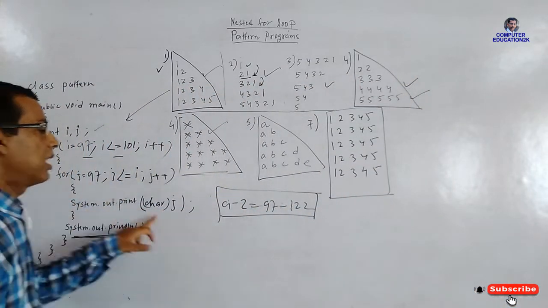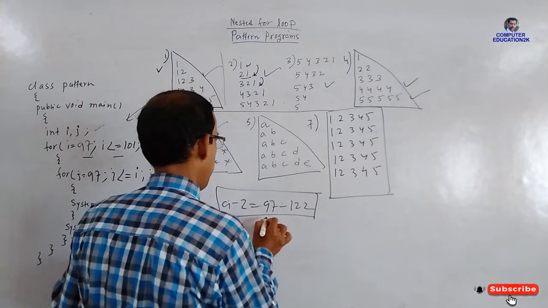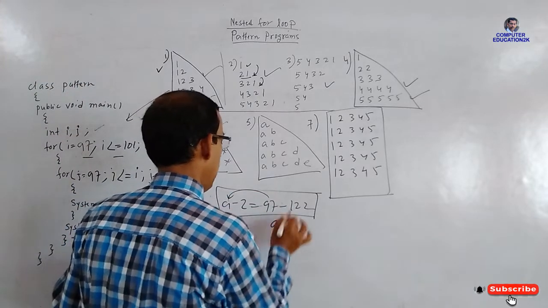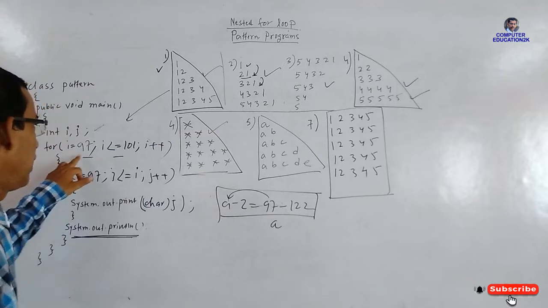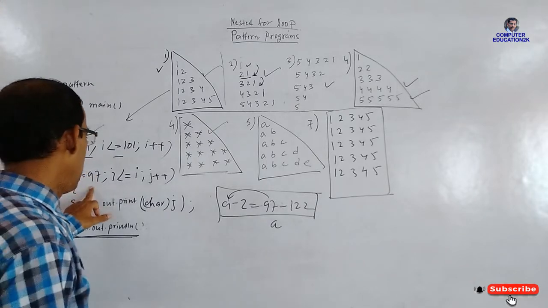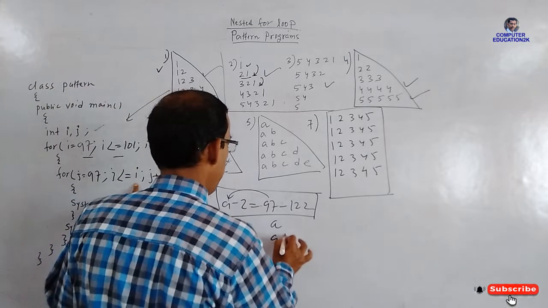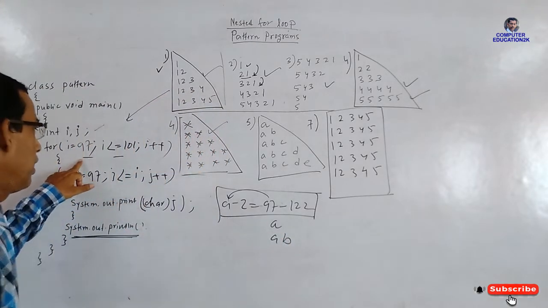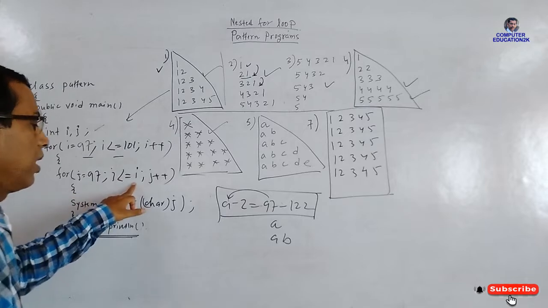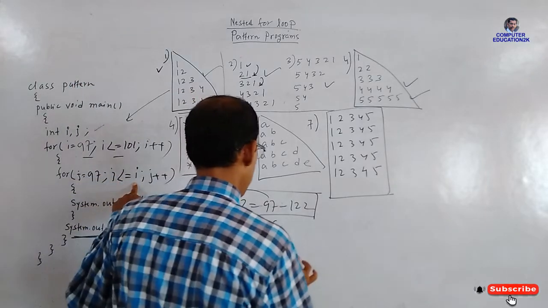So the character value of 97 is what? The character value of 97 is A. So A will be printed. Then J will be 98, so it will print A, B. Then it will be 99, so it will print A, B, C.